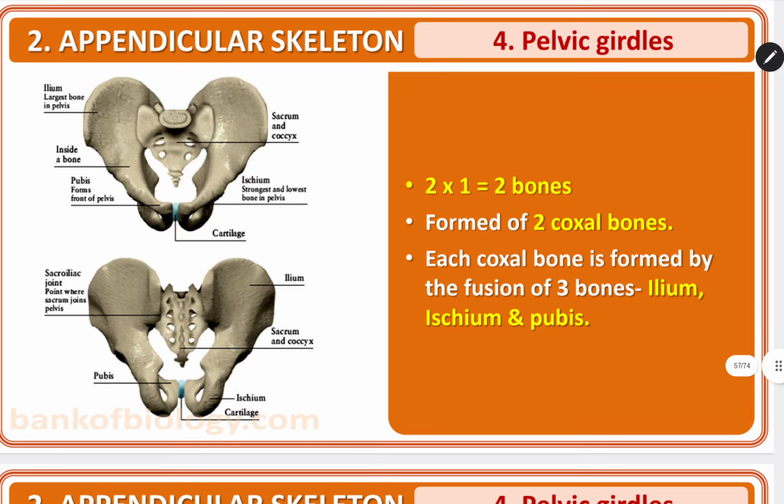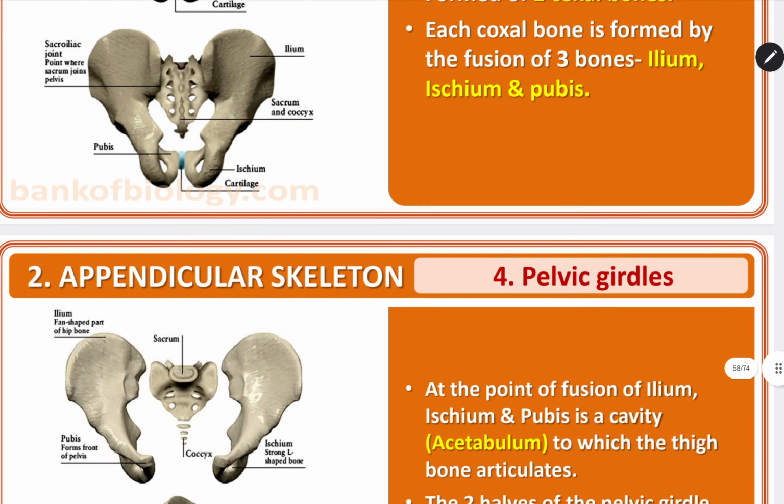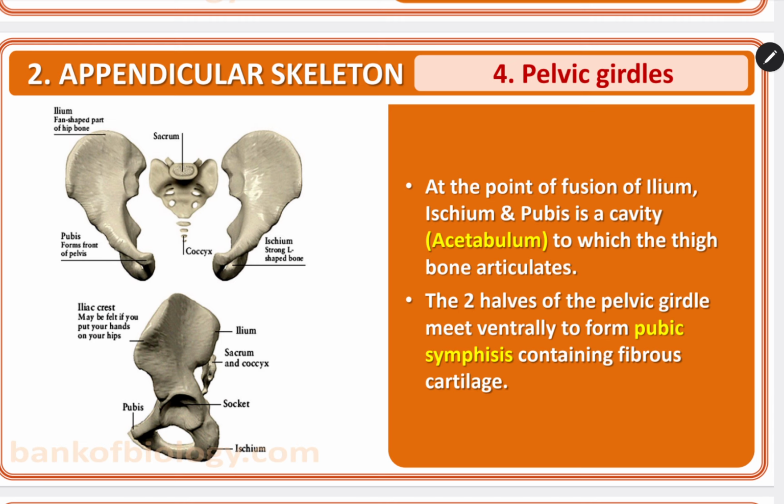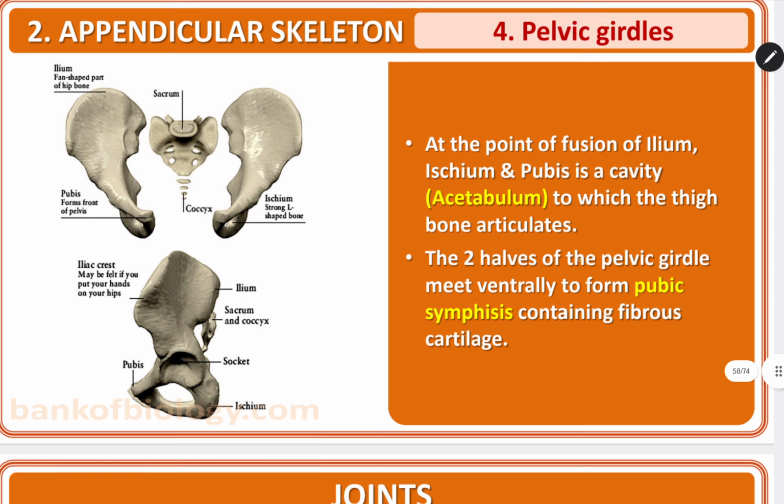Next is your pelvic girdle. 2 into 1, formed of 2 coxal bones. Each coxal bone is formed by the fusion of 3 bones, ilium, ischium, and pubis. At the point of fusion of ilium, ischium and pubis is a cavity, acetabulum, to which the thigh bone is articulated. The two halves of the pelvic girdle meet ventrally to form pubic symphysis, containing fibrous cartilage.